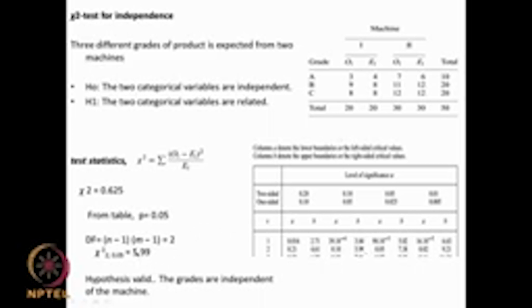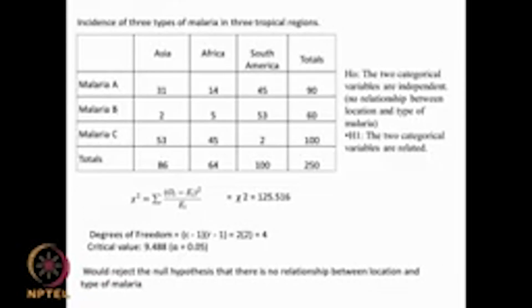So, we expect the table is 5.99, test is 0.625. So, the null hypothesis cannot be rejected. So, the grades are independent of the machines, okay. Very nice problem. Okay, let us look at another situation.